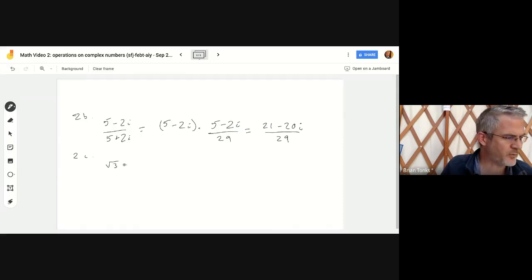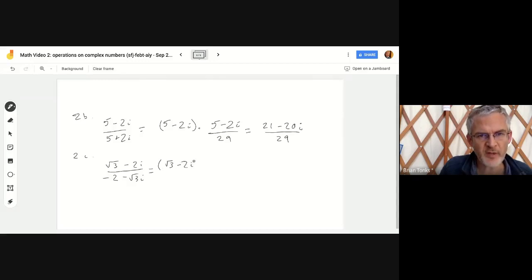So there's the square root of 3 minus 2i over negative 2 minus the square root of 3i. Well, they're throwing something at us there where they're going to have the same modulus. I wonder what that does. So that's equal to, I'm going to have this first part in parentheses, the square root of 3 minus 2i, because I'm not doing anything to that one.